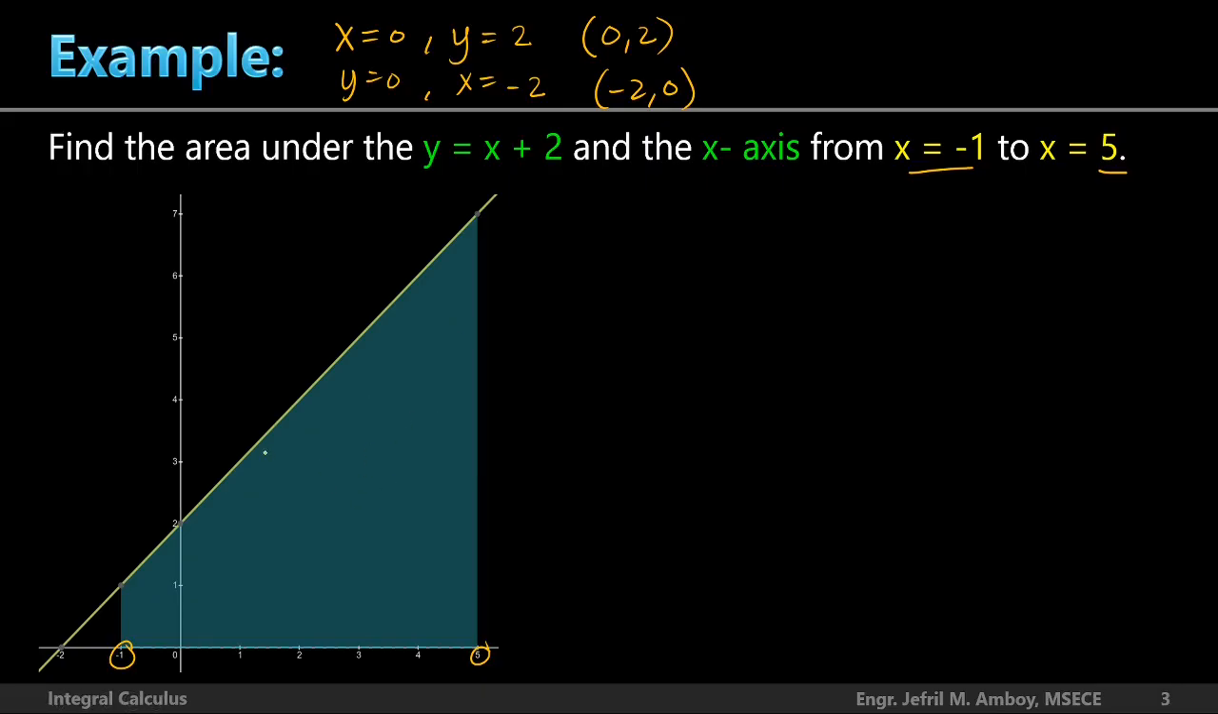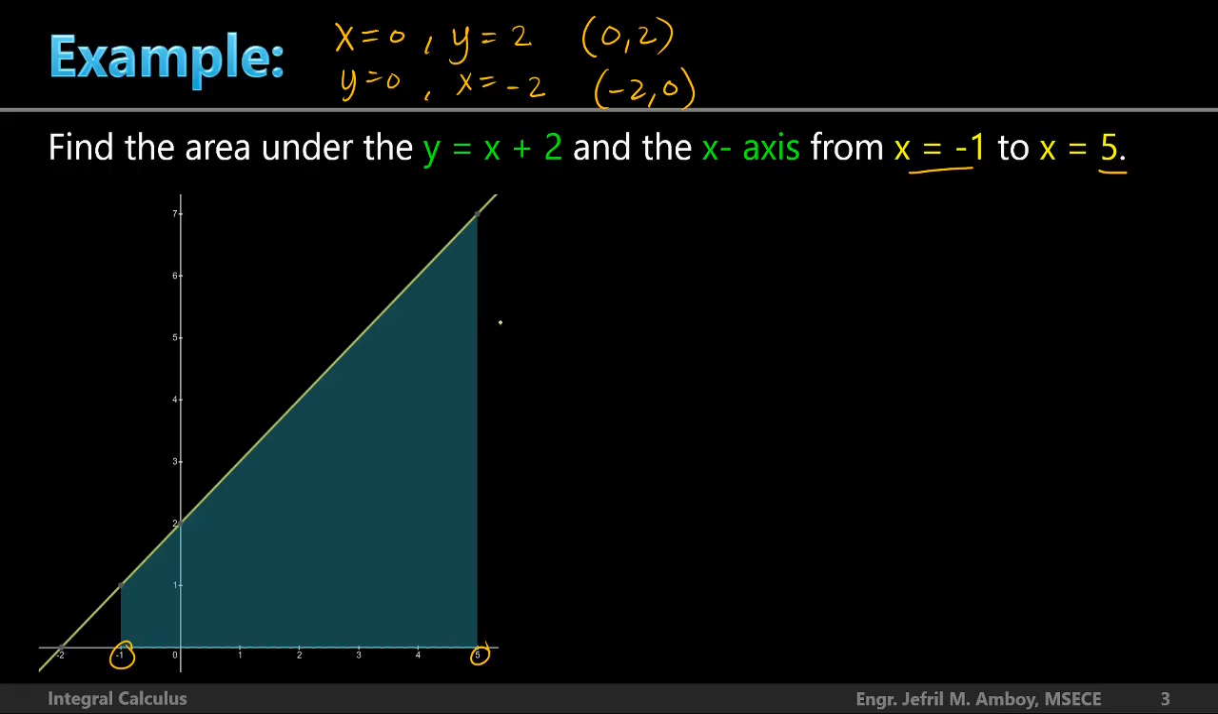Now actually, without integration, we can determine the area because this is geometrically a triangle. And we know the formula for finding the area of a triangle, it's just 1/2 of the base times the height. Of course, we'll not be using that because we are studying calculus. We'll get the area by means of integration. So now, how are we going to get the area of this green region by means of integration?